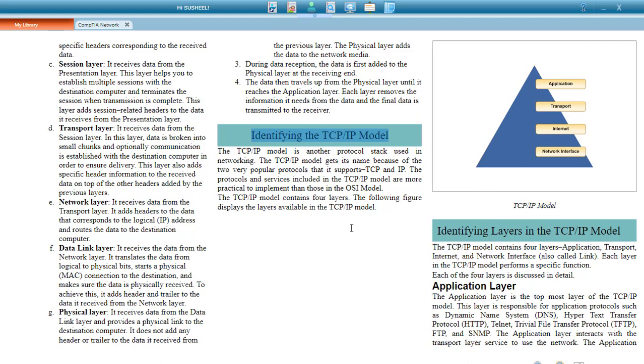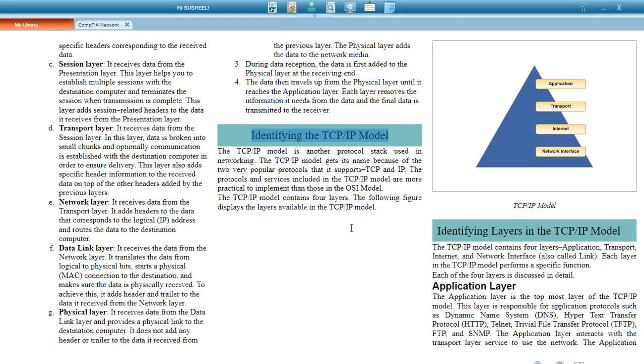Identifying the TCP/IP model. The TCP/IP model is another protocol stack used in networking. The TCP/IP model gets its name because of the two very popular protocols that it supports, TCP and IP. The protocols and services included in the TCP/IP model are more practical to implement than those in the OSI model. The TCP/IP model contains 4 layers. The following figure displays the layers available in the TCP/IP model.